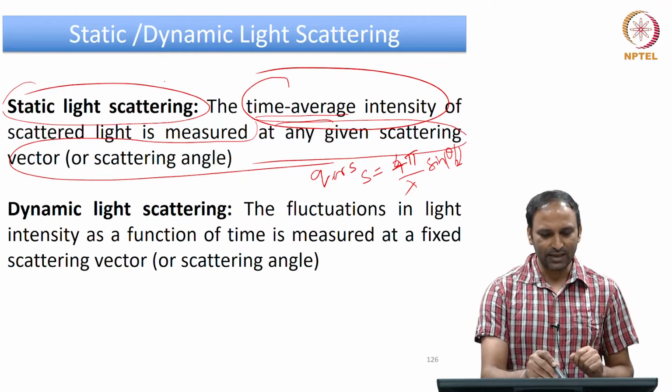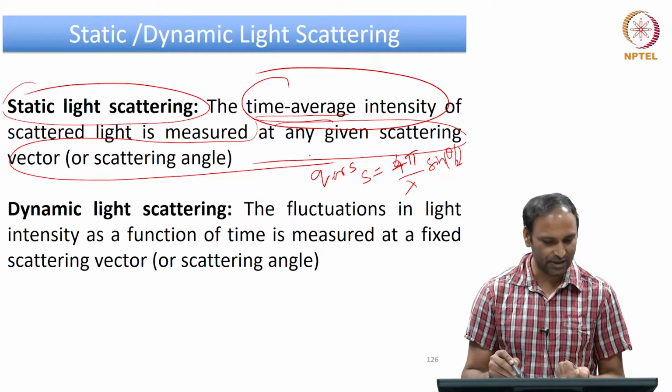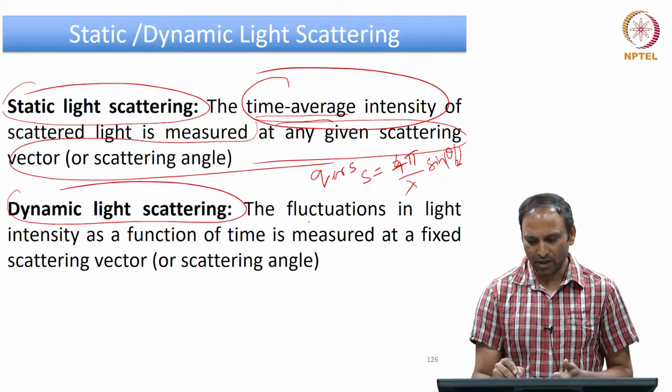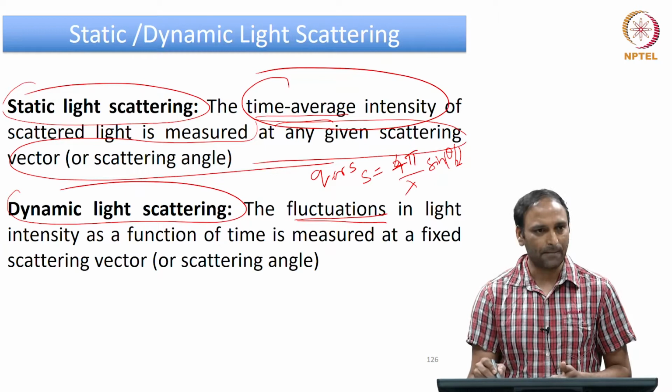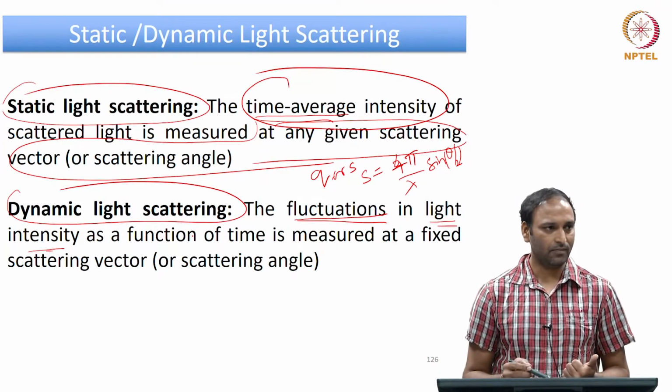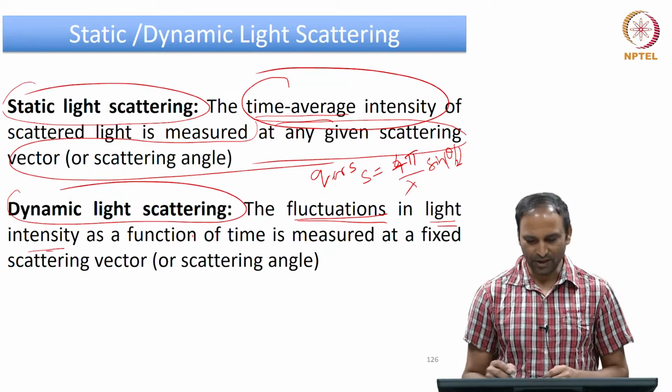Okay. So, in static light scattering, what is measured? The time average intensity is what is measured. In dynamic light scattering, what are measured are the fluctuations in the light intensity as a function of time. That is what is measured.